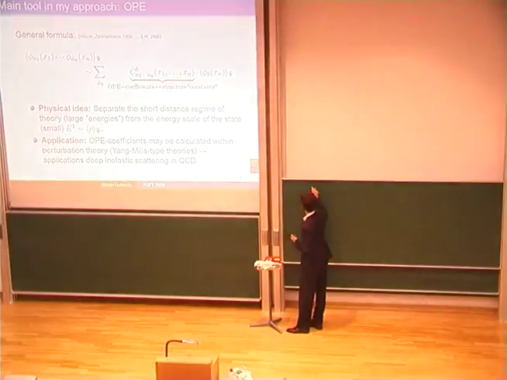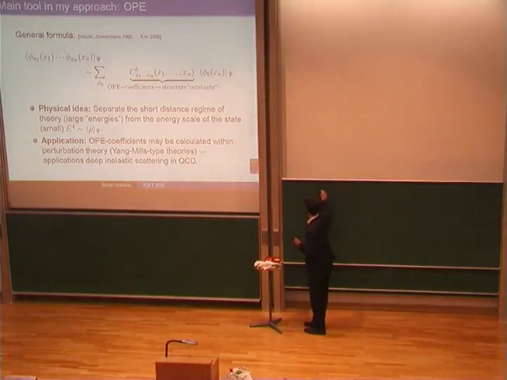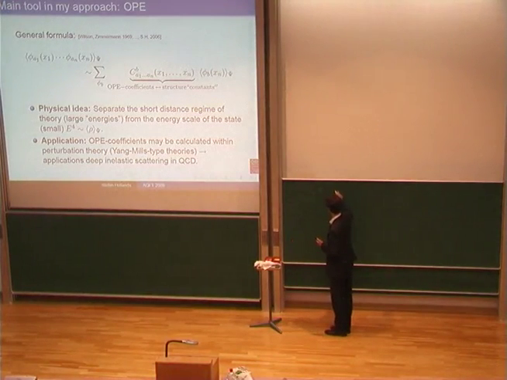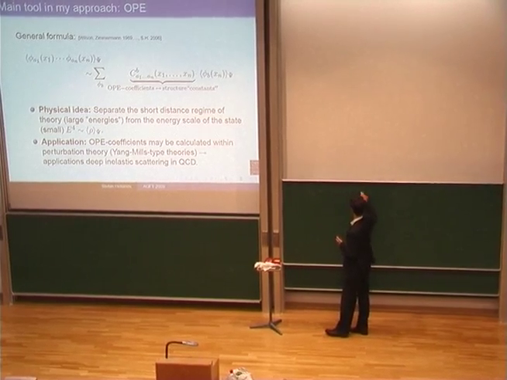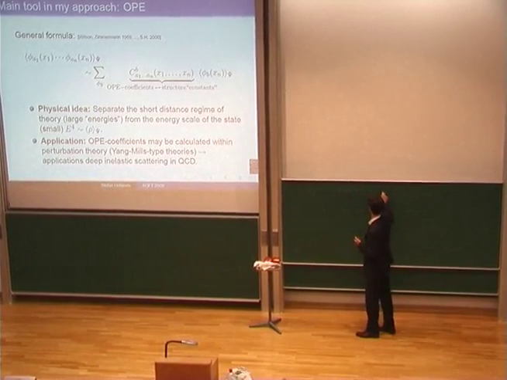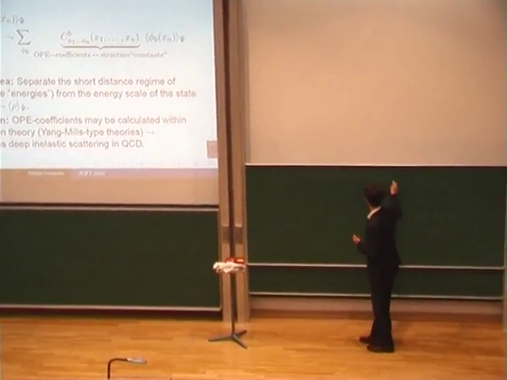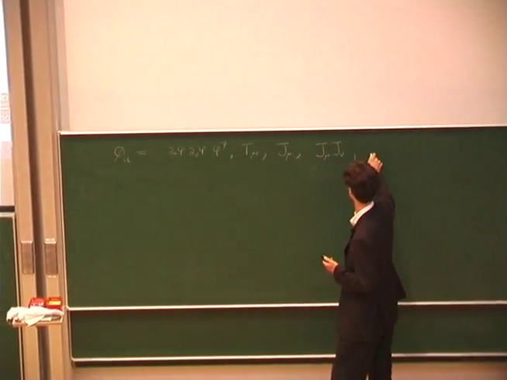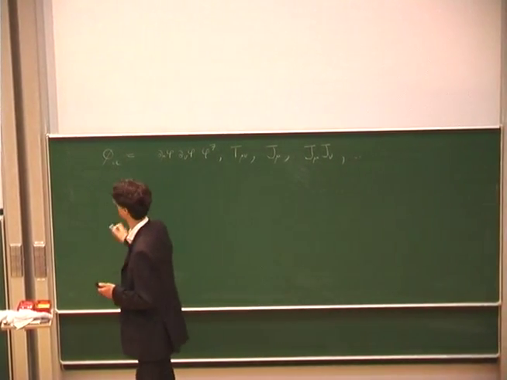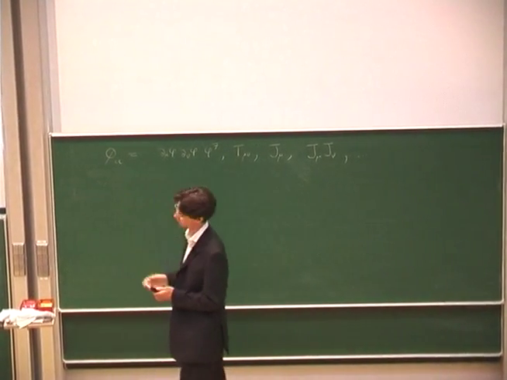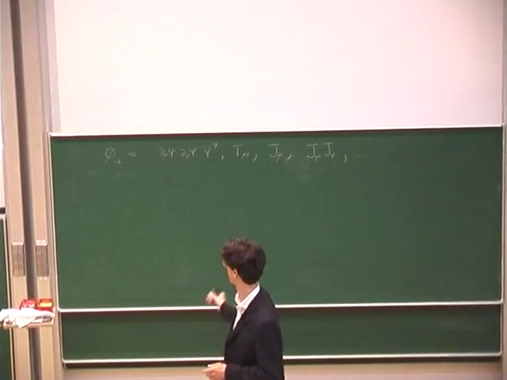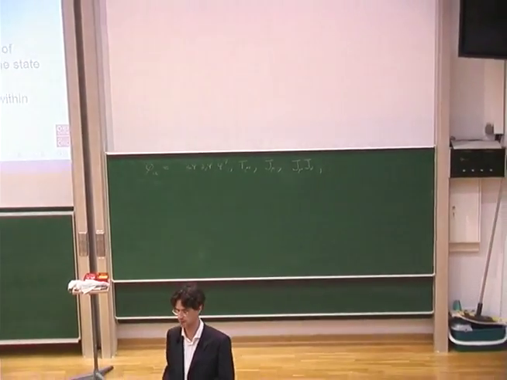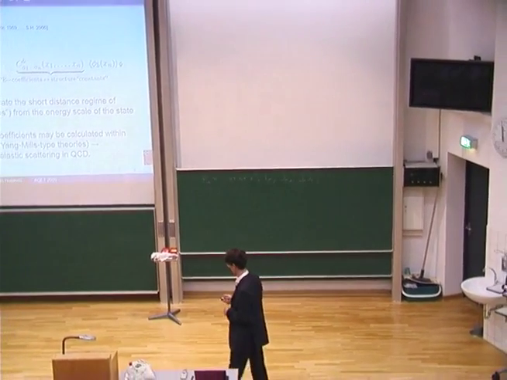So by phi A, I mean this is a generic symbol for a composite field. You may think of this as something like d phi, nu phi, p to the 7th, or T mu nu, or if you have a current, J mu, or J mu, J nu, whatever. So whatever comes to your mind. The label A is supposed to differentiate between all these fields, and also should be incorporating any tensor or spinor or other indices you have.